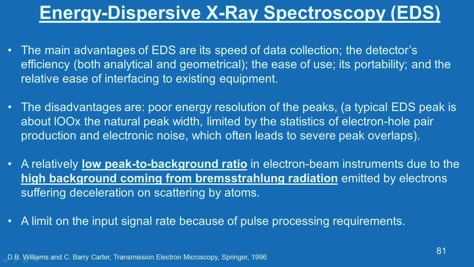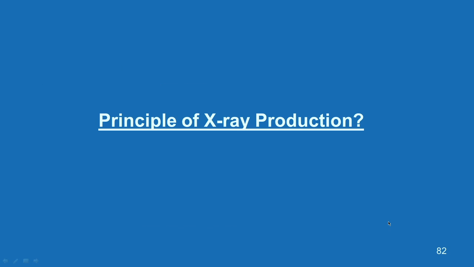A relatively low peak to background ratio in electron beam instruments, due to the high background coming from the Bremsstrahlung radiation emitted by electrons suffering deceleration on scattering by atoms. So, these are some of the details. We will look at it when we get into the diffraction discussion later. A limit on the input signal rate because of the pulse processing requirements. This is again another disadvantage.